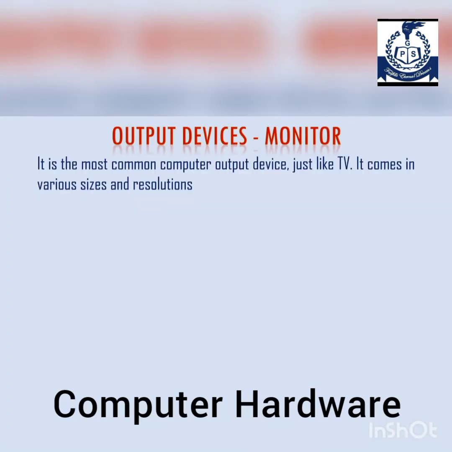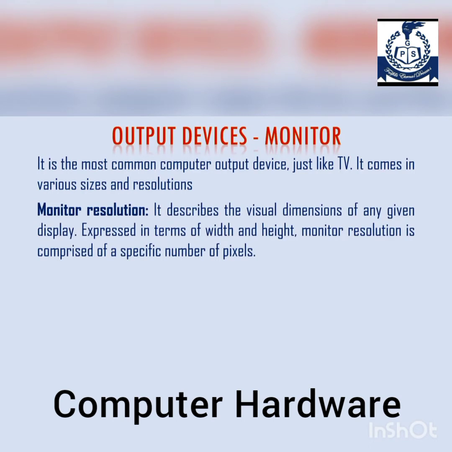Monitor. The most common computer output device, just like TV. It comes in various sizes and resolutions. Monitor resolution. It describes the visual dimensions of any given display. Expressed in terms of width and height, monitor resolution is comprised of a specific number of pixels.